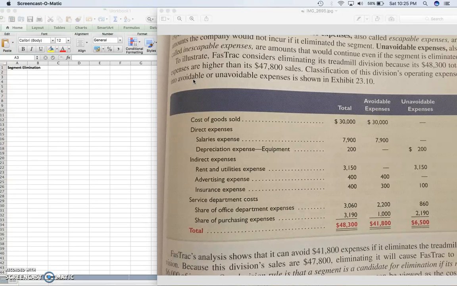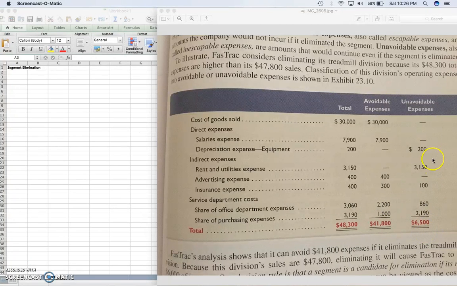However, there are a lot of other aspects that go into deciding whether to eliminate one or not, besides just financial things and things on the surface. So, this graphic shows that even though Fast Track can escape $41,800 in avoidable expenses, it would still lose $6,500 in its net income, because these are still unavoidable. So, even though it would be smart to save this money, it would still lose some.